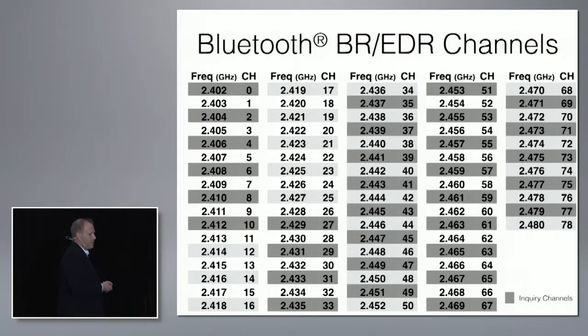You'll notice here I have some channels that are highlighted in gray. These channels are involved with the discovery process and connection process. So as you see, when a Bluetooth device is actually connecting to another Bluetooth device, it's not frequency hopping across all of the channels. It's actually frequency hopping across a subset of the channels, specifically 32 of them. Okay.